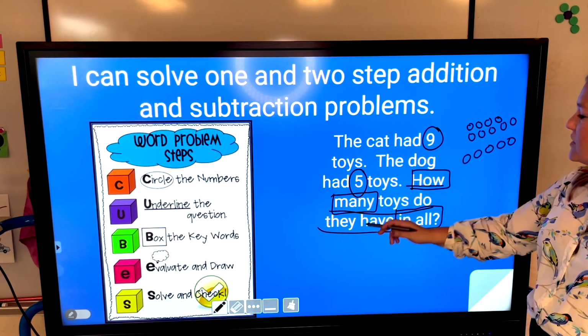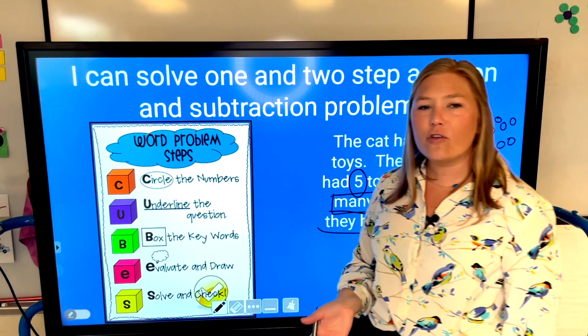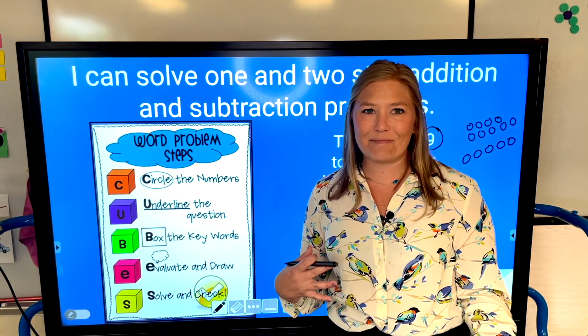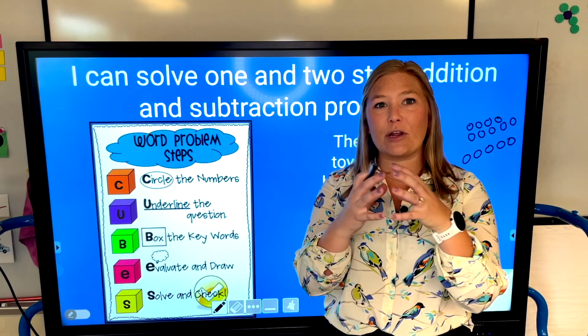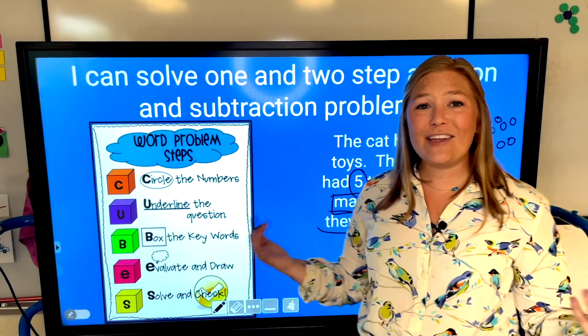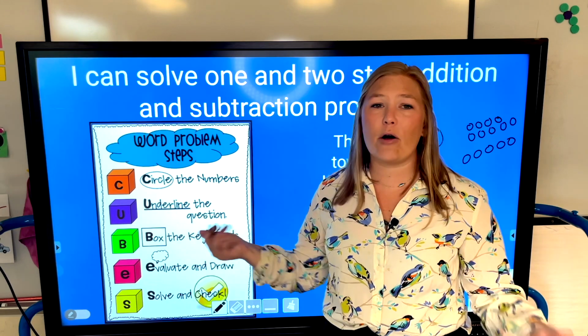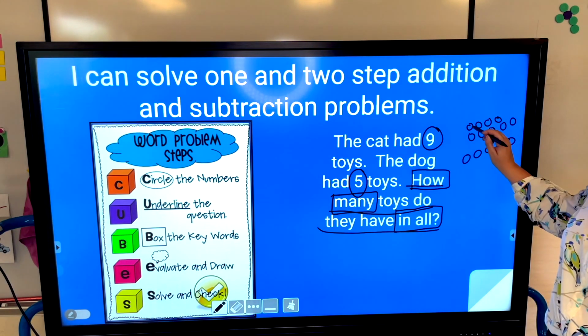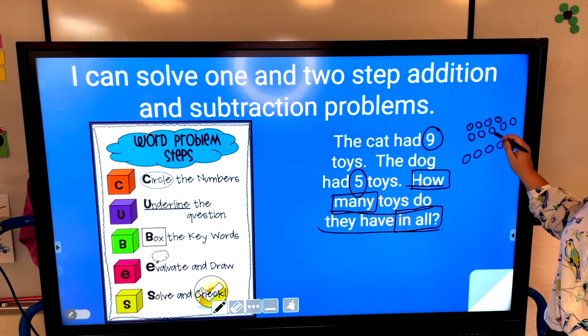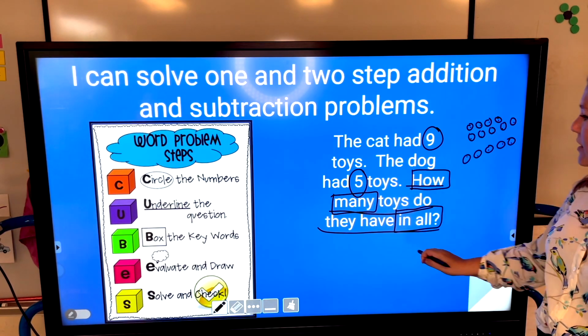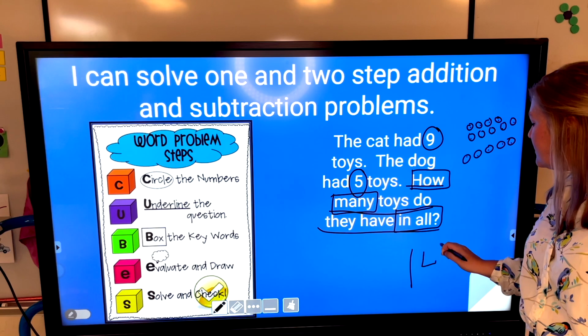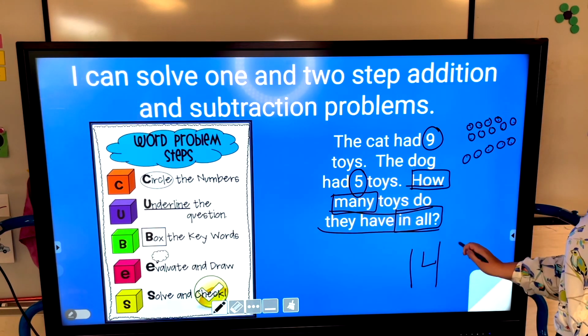Now the question is, how many toys do they have in all? So am I going to be adding or subtracting? I'm going to be adding because those words in all mean that we're going to be putting 2 numbers together. So I can just count up my drawing to help me find the answer. So I have 1, 2, 3, 4, 5, 6, 7, 8, 9, 10, 11, 12, 13, 14. So I see that I have 14 toys.